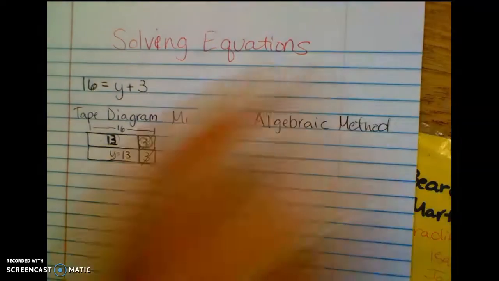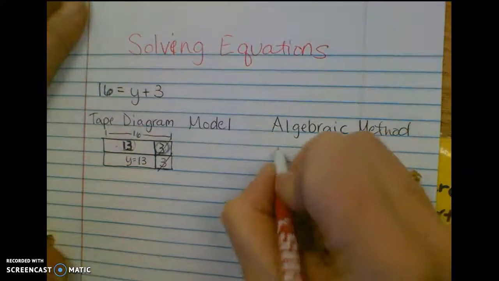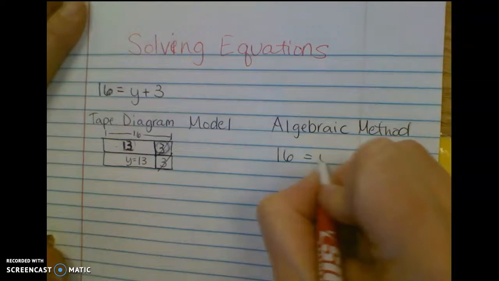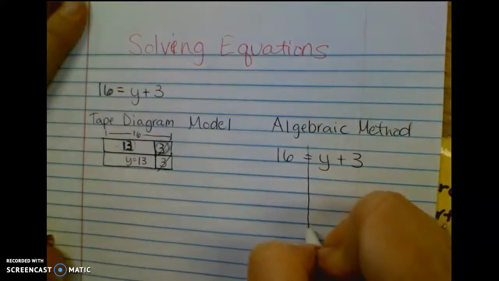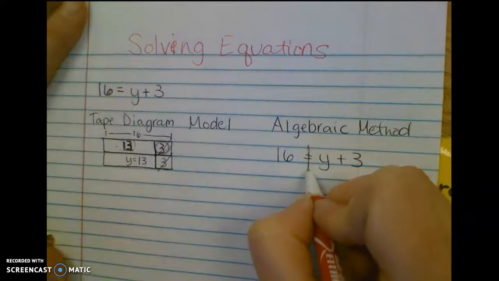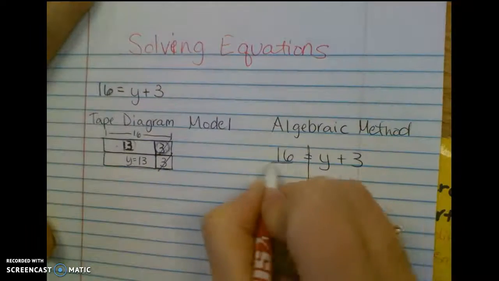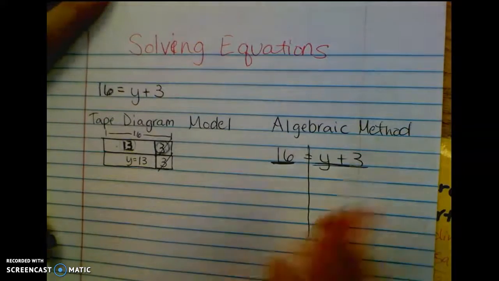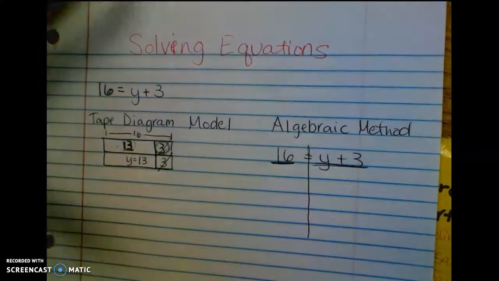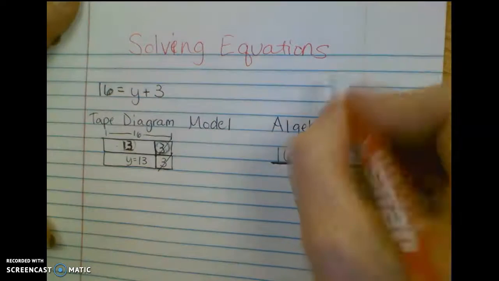I hope I'm spelling algebraic correctly. On the algebraic method, again, we start with 16 equals y plus 3. Now I visualize this as a balance, one of those pan balances that you use in science class. On this side I have 16, and on this side I have y plus 3. That's why I like to separate it with a line, so we can see what's happening on this side of the balance versus what's happening on this side of the balance.